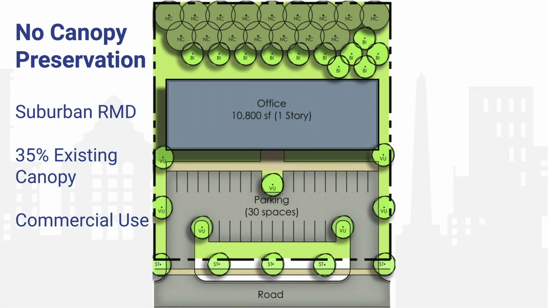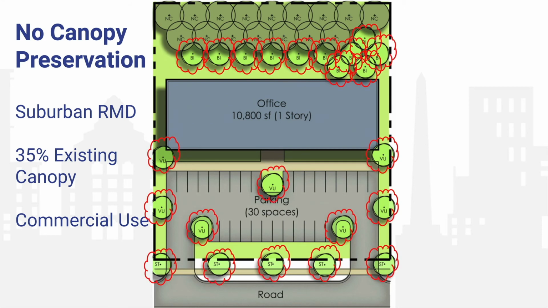The third scenario we run into would be no canopy preservation. This would assume that the developer has removed all the existing trees from the site and has to plant new trees to meet that requirement. Again, highlighted in red are the trees that are required by other elements of the Unified Development Ordinance. Those trees are still required.